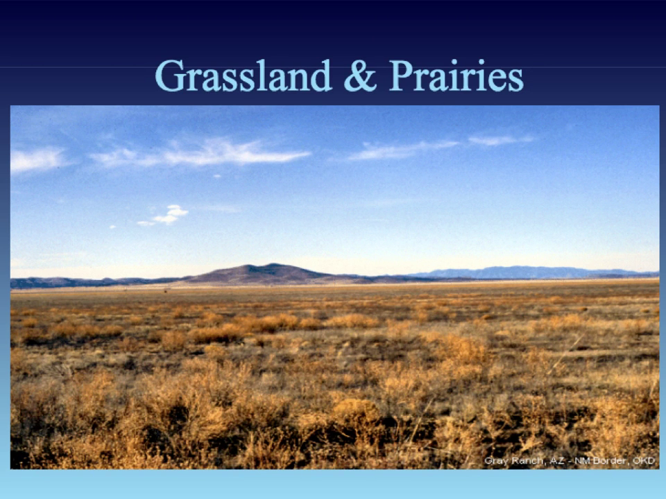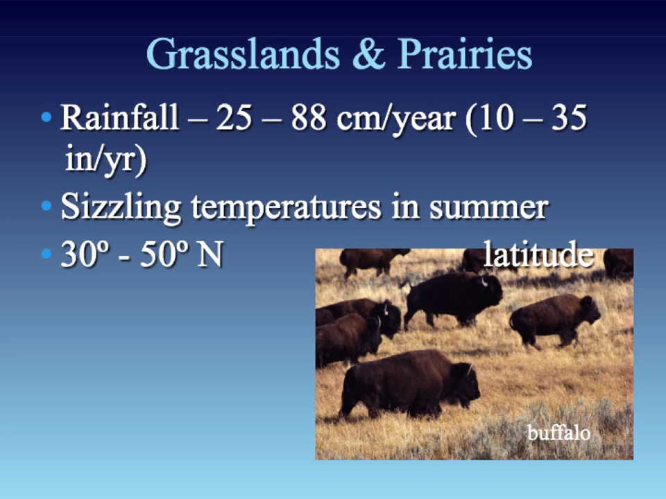The next one that we'll talk about is grasslands and prairies. These areas get a moderate amount of rain per year. They tend to be inland and not near the coast, so they get very warm in the summer. They can also get very cold in the winter, but they can get very, very warm in the summer. And they're found at the mid-latitudes from 30 degrees to 50 degrees north.